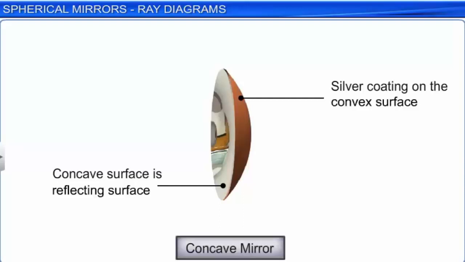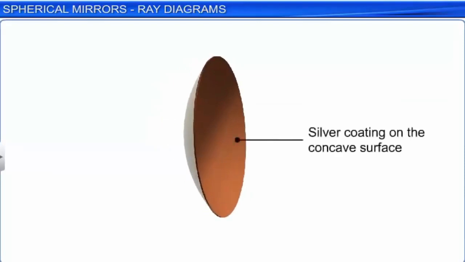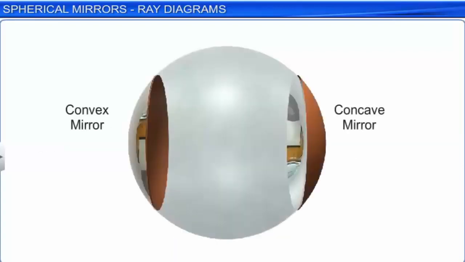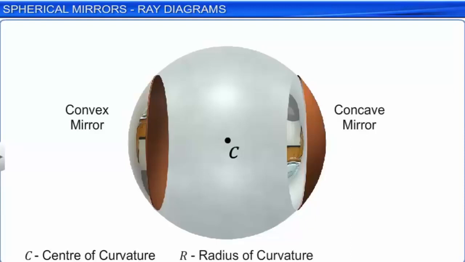On the other hand, if the concave surface is coated in silver, and the smooth convex surface acts as a reflecting surface, the mirror is called a convex mirror. Let us define certain terms relating to spherical mirrors. The center of the sphere of which the mirror is a part is called the center of curvature, C. And the radius of the sphere is the radius of curvature, R. The geometrical center of the spherical mirror is called its pole.